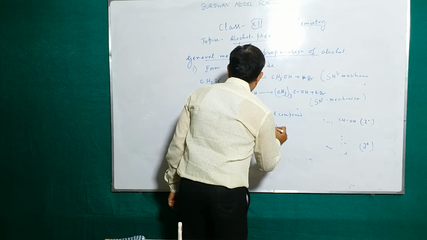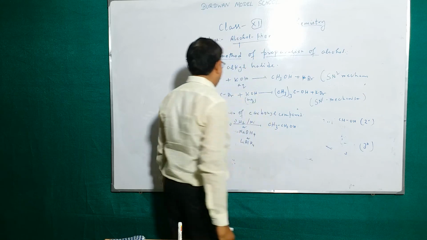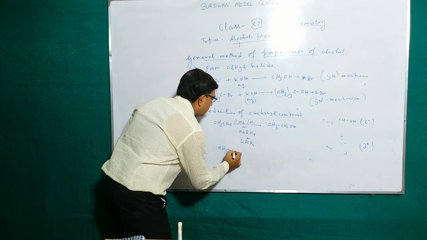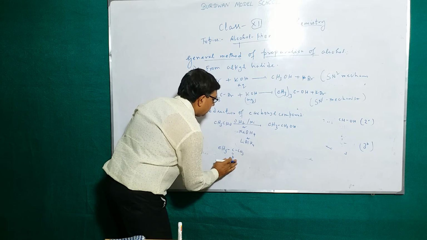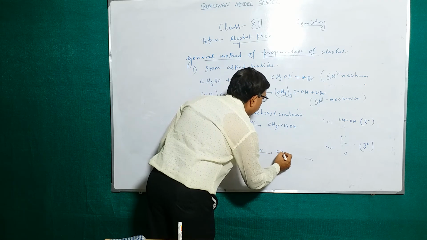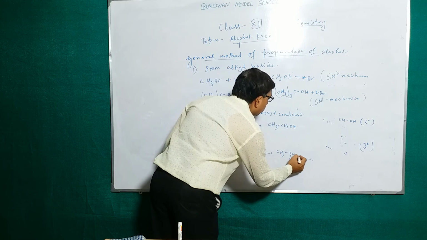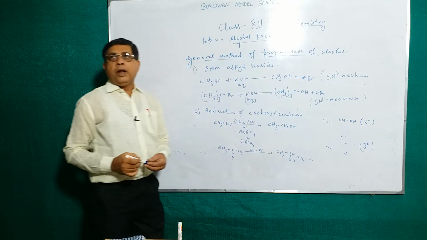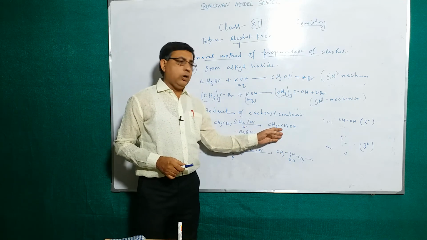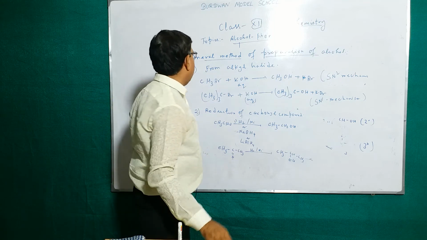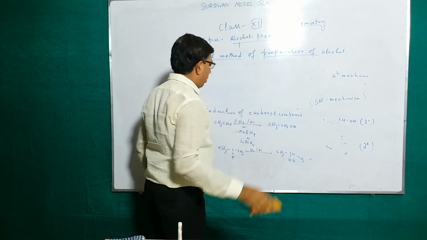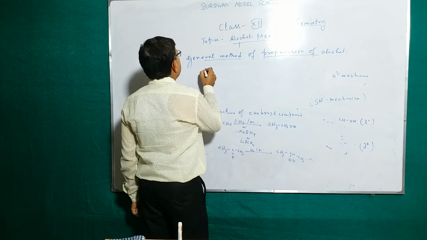What will be the product? CH3CH2OH. For the reduction of a ketone, say CH3COCH3, by hydrogen and nickel, it gives the secondary alcohol CH3CHOHCH3. So an aldehyde on reduction gives primary alcohol and a ketone on reduction gives secondary alcohol. Now if you take a specific reagent like sodium borohydride or lithium aluminum hydride, consider this compound.